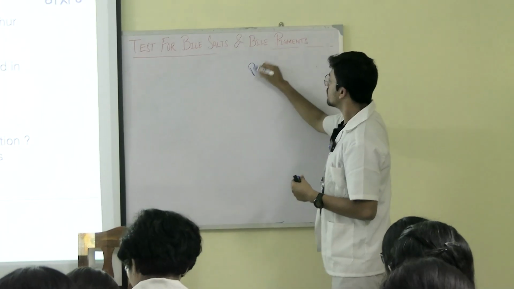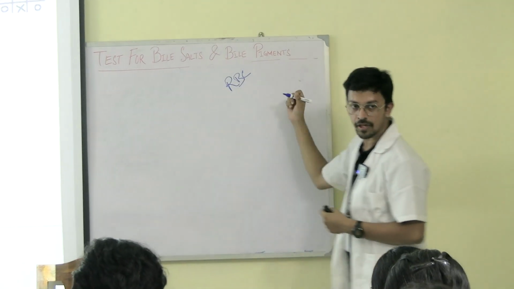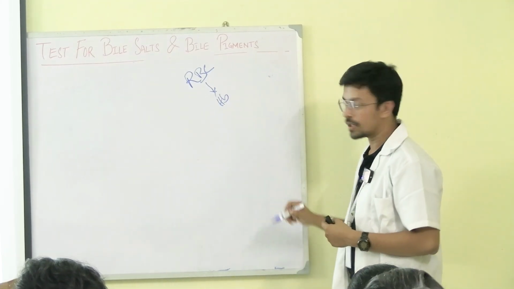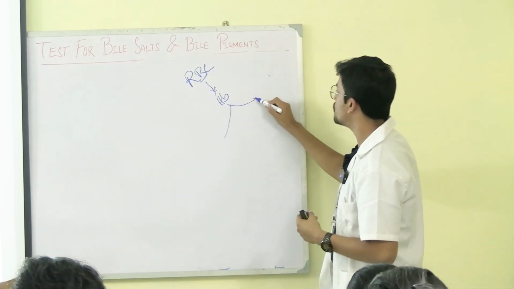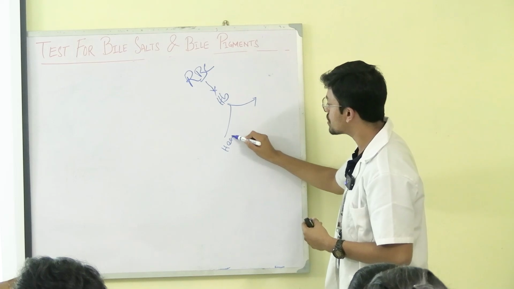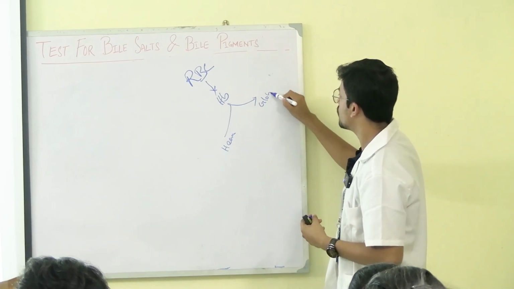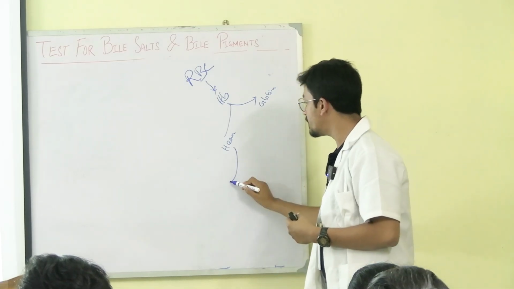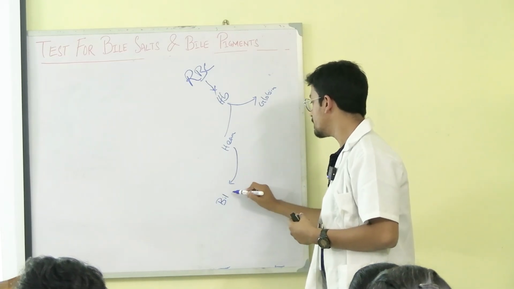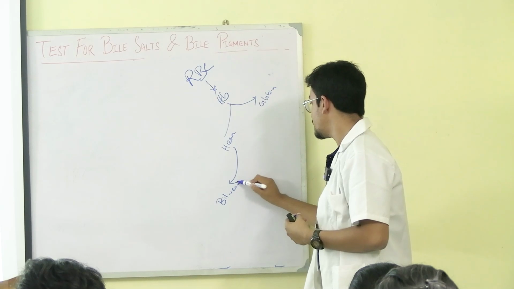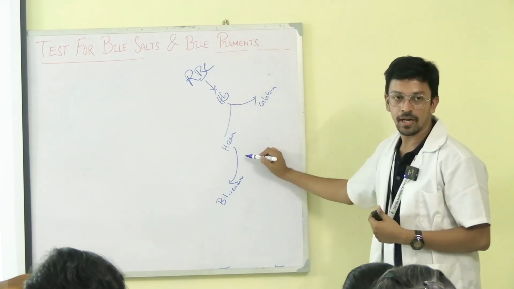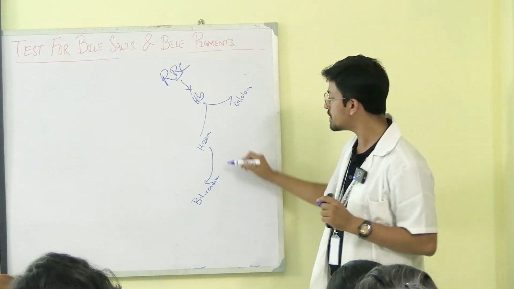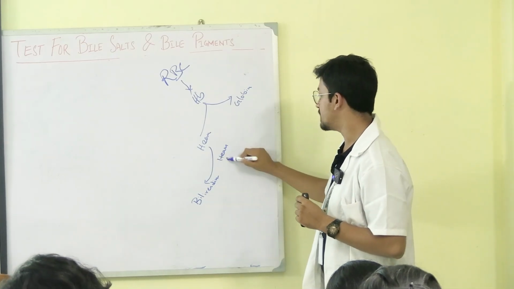First of all, RBC is there. RBC is breaking down and forming hemoglobin. This hemoglobin is breaking down into two portions: one is the heme portion, another is the globin portion. Now this heme portion is converting into biliverdin. The enzyme responsible for this conversion is heme oxygenase.